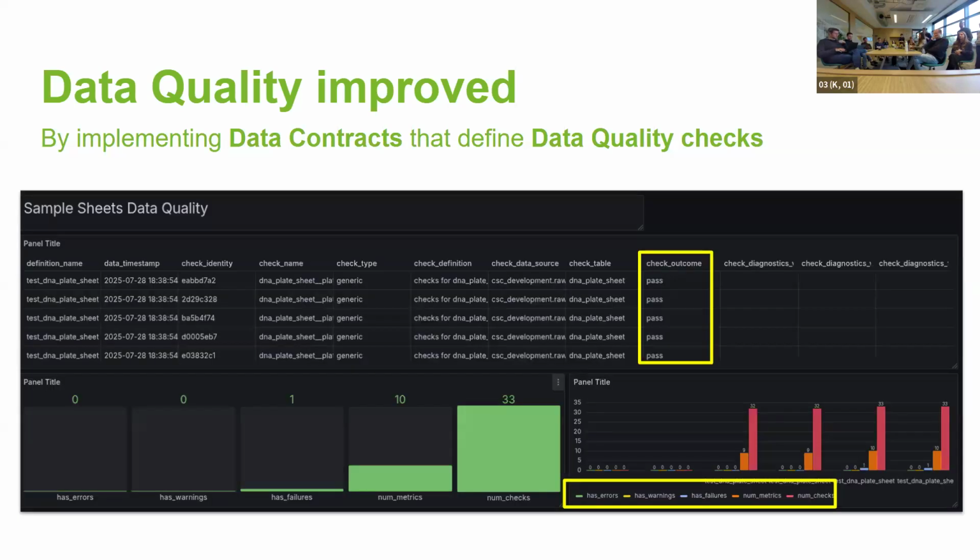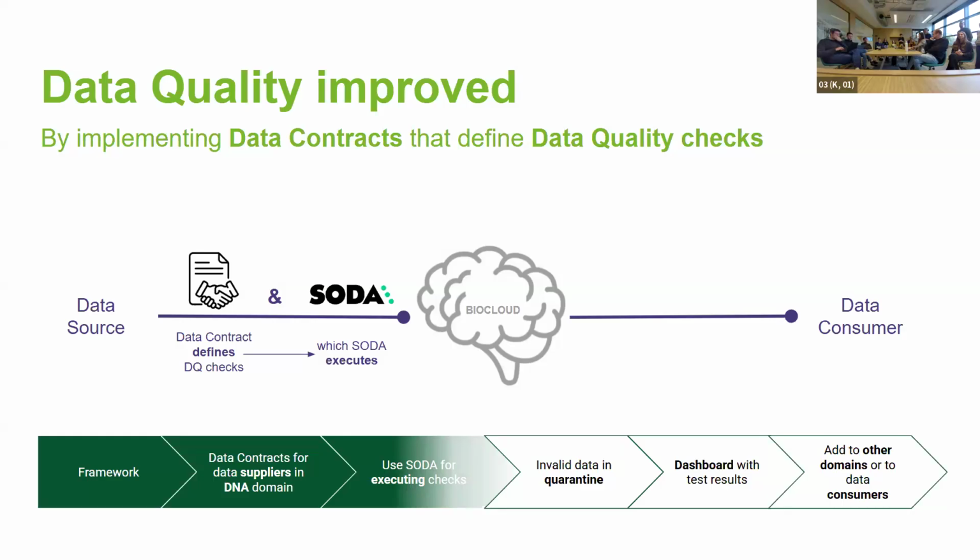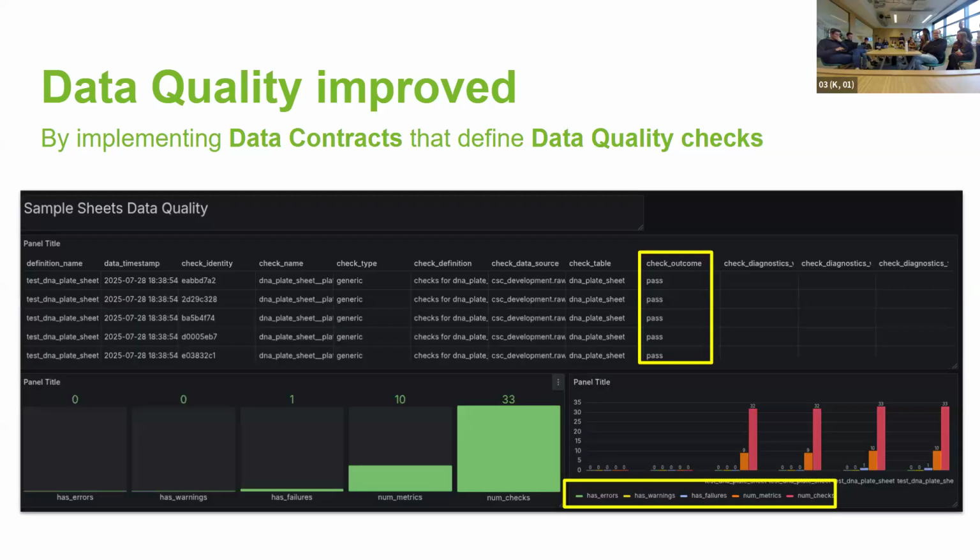We're quite far with implementing it. We've built the framework. We've added data contracts for all the suppliers in the DNA domain, and now we're adding the checks to Soda. Next is, for example, to make a dashboard, but also to add other domains, and also not do it only at the beginning, but also at the end, so that the people or the tools, for example the DNA dashboard, also have a contract. They know exactly what they can expect from us.